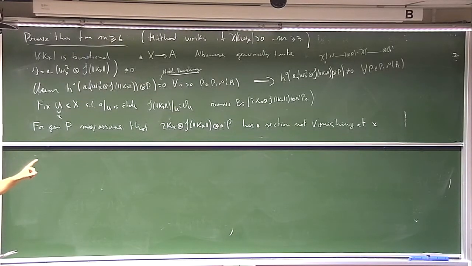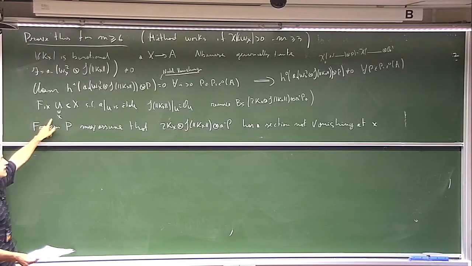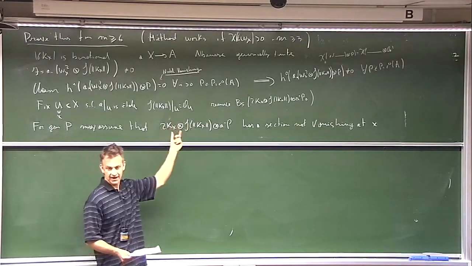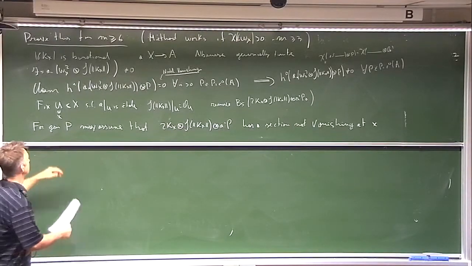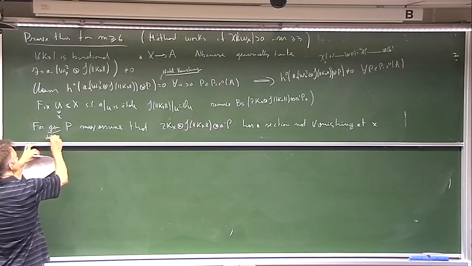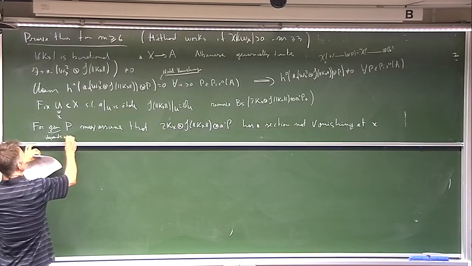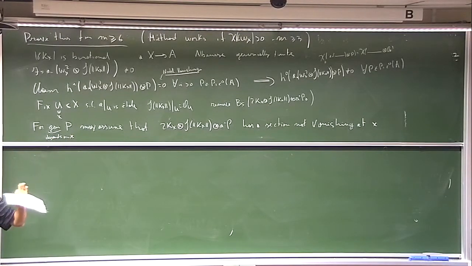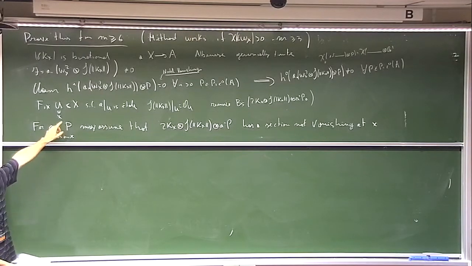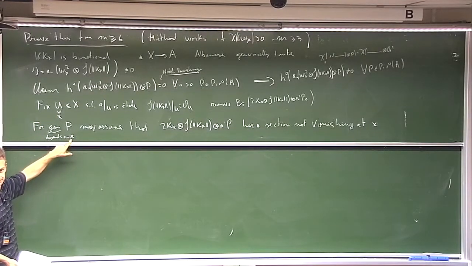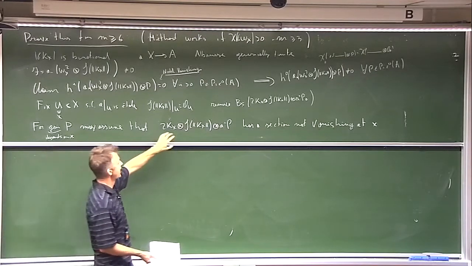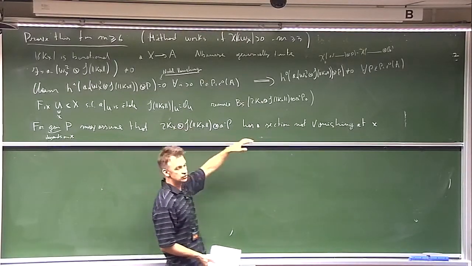Right. So for a fixed P0, that means that once I remove that, every point in here has a section in there that doesn't vanish at the point. So then, for general P, where this general depends on X, if you want to think about it too much, exactly what general means, the open set is fixed once and for all. But for every point in the open set, when I say general P, that general depends on X. Okay, we may assume that this section doesn't vanish at X.